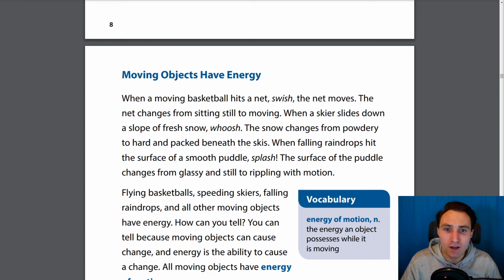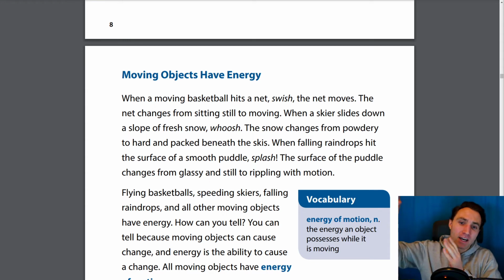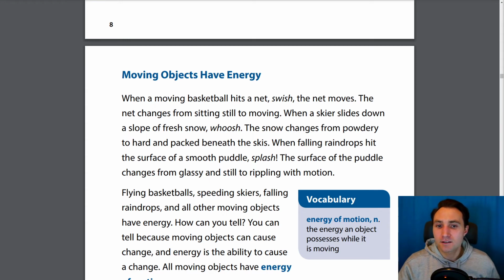When a moving basketball hits a net, swish, the net moves. The net changes from sitting still to moving, right? That's the ball going through the net. When a skier slides down a slope of fresh snow, whoosh, the snow changes from powdery to hard from the impact beneath the skis. And sometimes with that powder, you can kick it up, kind of like a wave in the sea, right? In the ocean, it gets thrown up into the air.